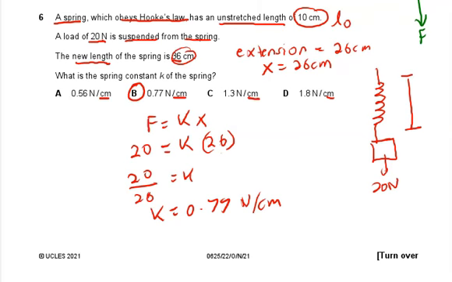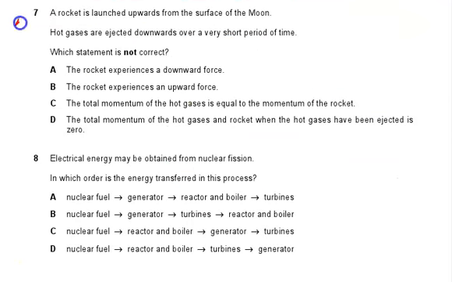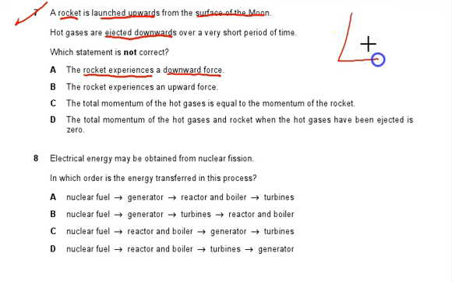Now let us look at question number 7. A rocket is launched upward from the surface of the moon. Hot gas is ejected downward over a very short period of time. Which statement is not correct? The rocket experiences a downward force. Yes, obviously. So let's say we have a rocket here. I just draw a triangle. So obviously here you have a downward force, which is the weight.